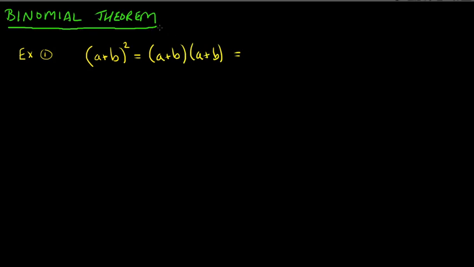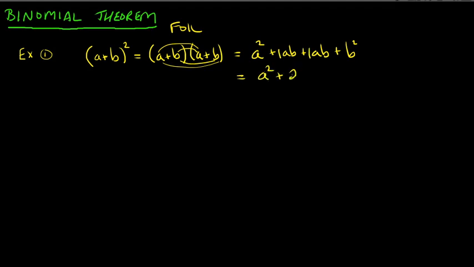And that should remind you of FOIL. So a times a is a squared, plus a times b is the outside. And then b times a is also a times b. And then b times b is b squared. So you have 1ab plus 1ab, that's 2ab. So you can see what happened. That's why this is not a squared plus b squared, because you're missing the middle term, the 2ab.